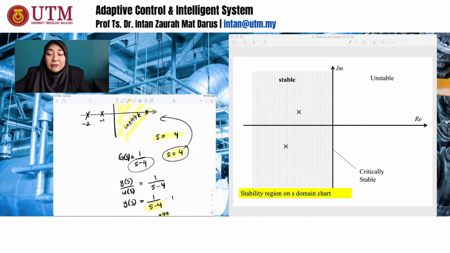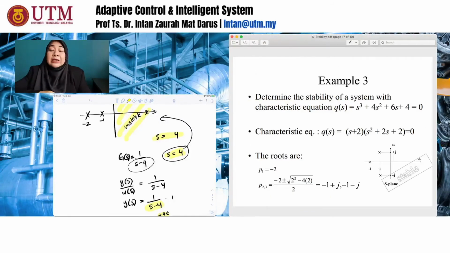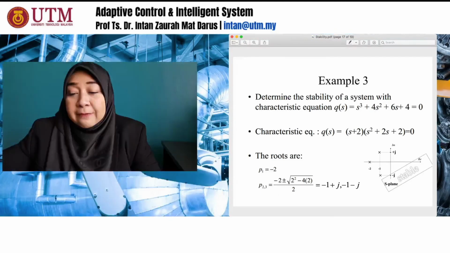So let's have a look at another example. All right, in this case, very straightforward. Determine the stability of a system with a characteristic equation. So straight away, we go to the denominator of the transfer function and we look at the denominator. Let's say it is equal to s cubed plus 4s squared plus 6s plus 4. Okay, let's focus on that.